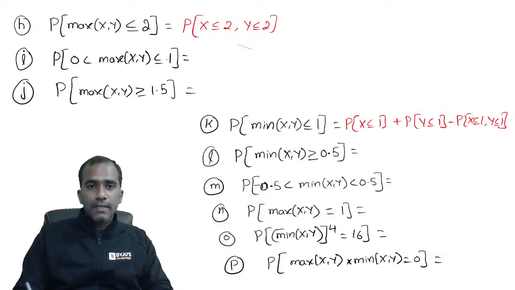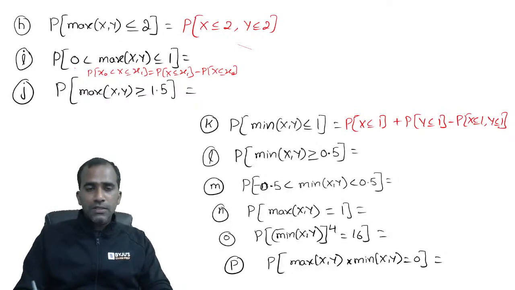Okay. Next, in these kinds of models, what should we do? It is looking like p of x naught less than x less than or equal to x1, right? So let us write it as the probability that x is less than or equal to x1 minus p of x less than or equal to x naught. Whenever you see a range like this, you just write it in this manner. We have discussed this in the previous class also.